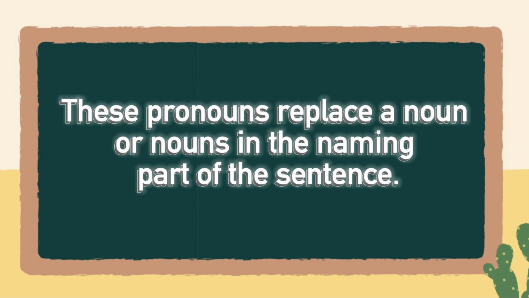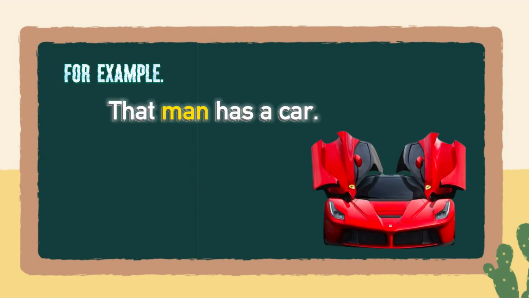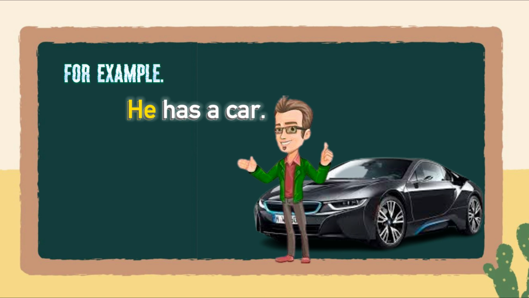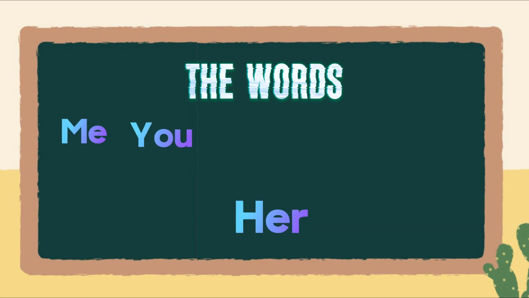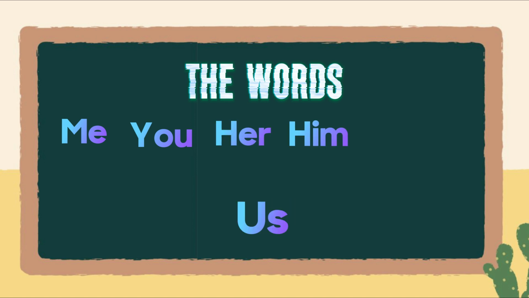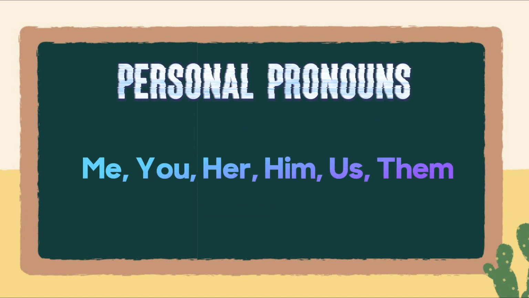These pronouns replace a noun or nouns in the naming part of the sentence. For example, that man has a car. He has a car. And the words me, you, her, him, us, and them are also personal pronouns.